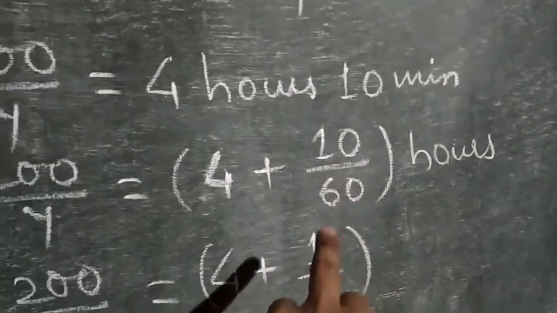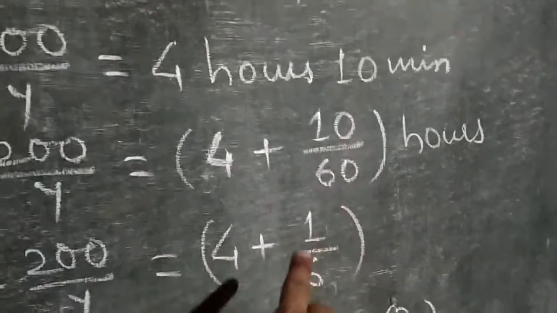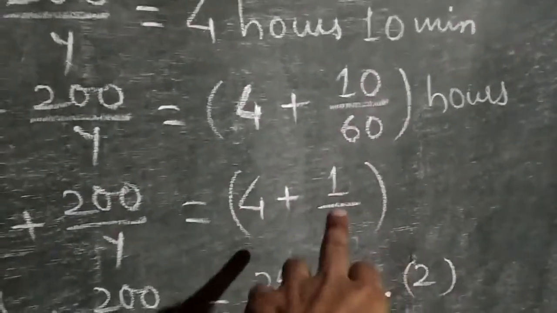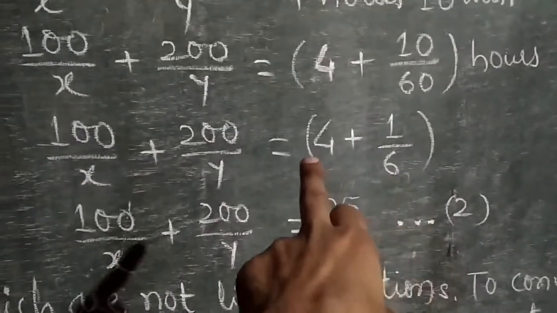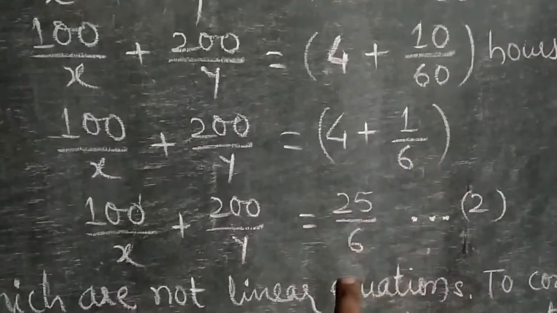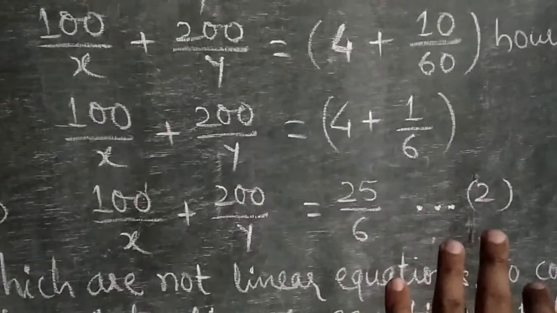So 10 and 60 will cancel each other, so we will get 1 upon 6. So 4 plus 1 upon 6. Left hand side will remain the same. And take the LCM here. So 6 4s are 24 plus 1, that is 25 by 6. So it is our second equation.